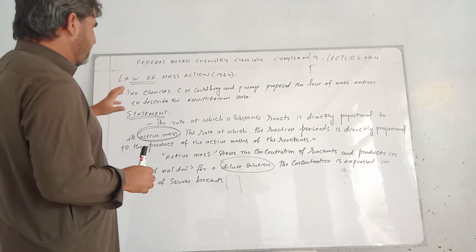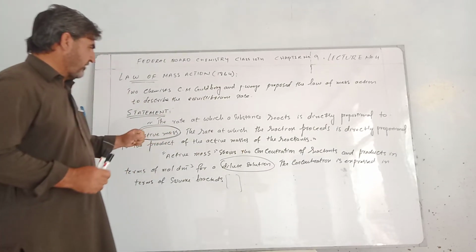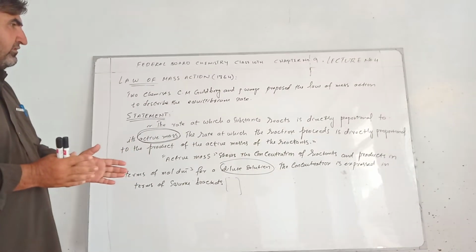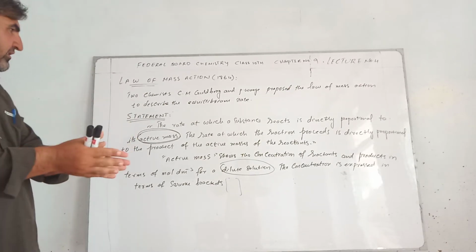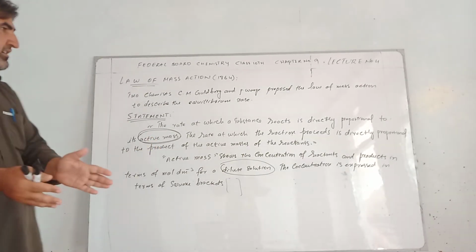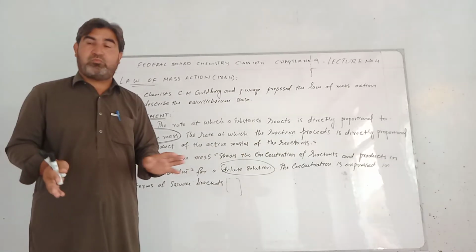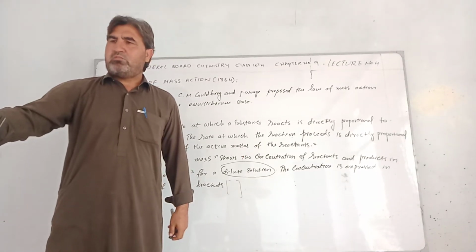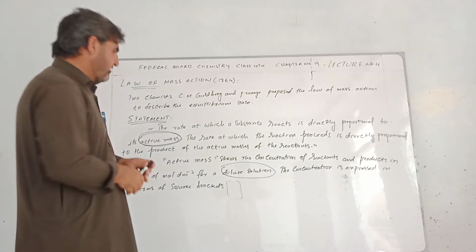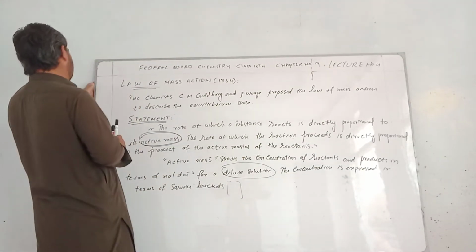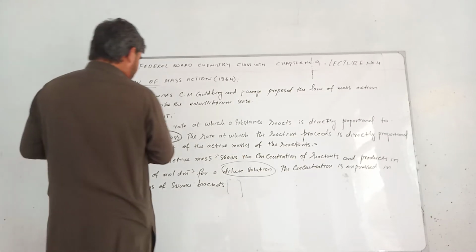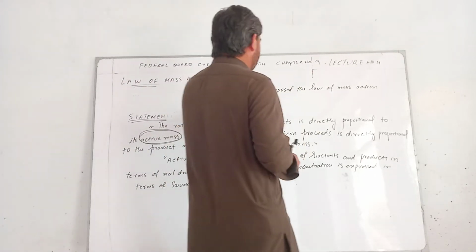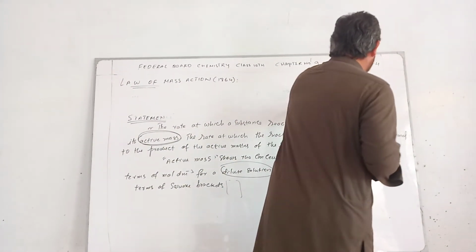Again, we are going to clear the concepts of this statement: the rate at which these reactants react with each other and proceed toward the product. The rate at which the reaction proceeds is directly proportional to the product of the active masses of the reactants. It means that the amount of product formed will be directly proportional to the amount of reactants. Now, we are going to explain this law by a hypothetical general equation.